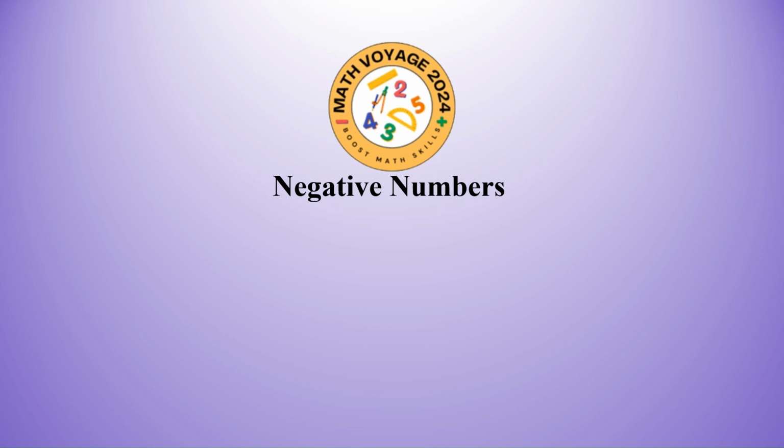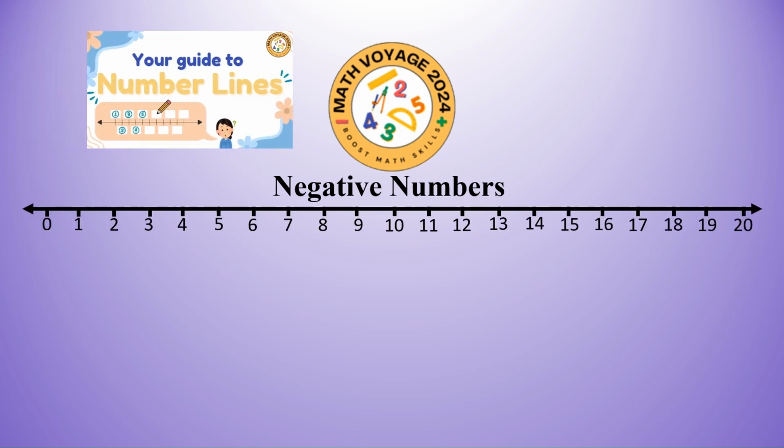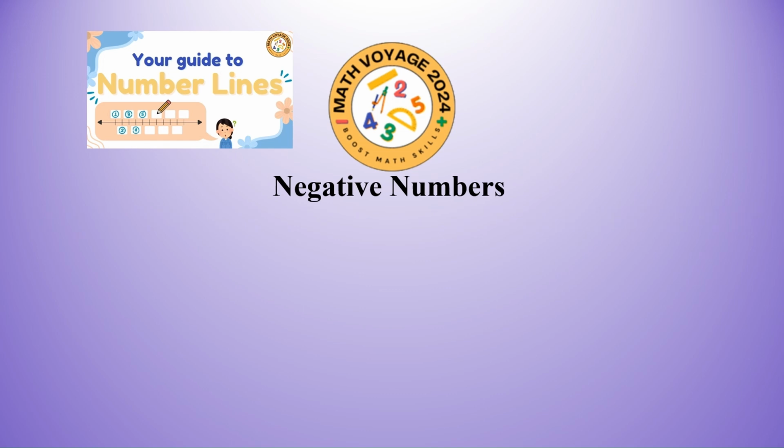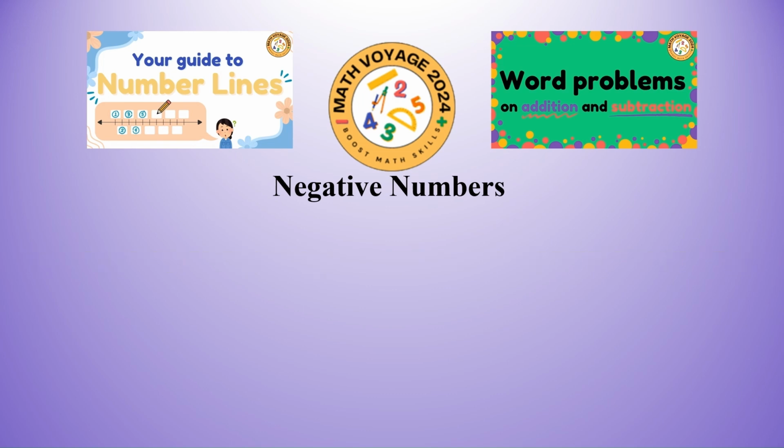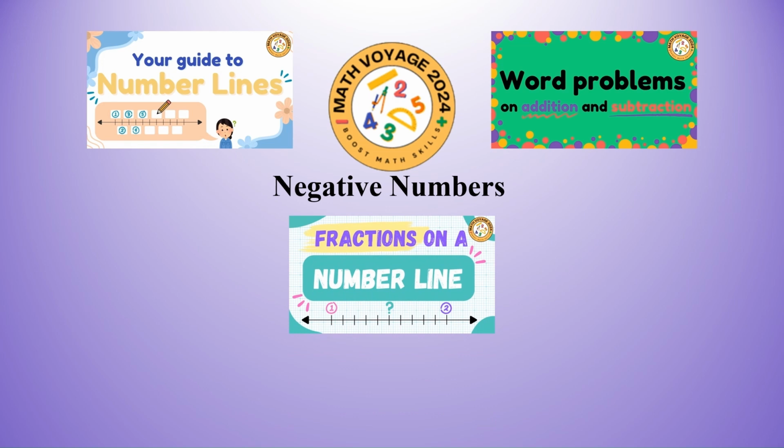So, let's begin. We have already covered positive numbers up to 20 in a number line from 0 to 20, where we have done comparison, addition and subtraction. And in the number line from 0 to 100, we have done word problems using a number line, and also fractions on a number line. You can revise all these topics to know negative numbers better.